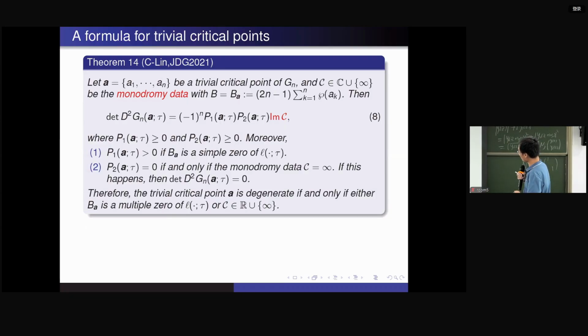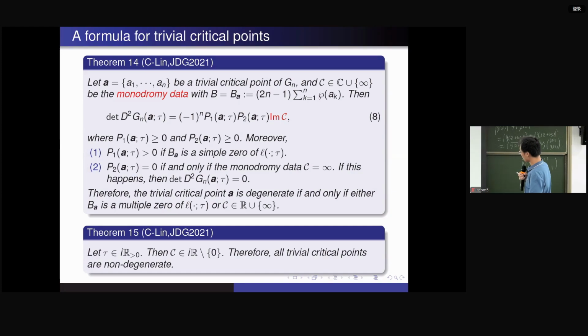And if BA is a simple zero of this polynomial, then P1 is positive. And P2 equals zero if and only if this C is infinity. If this happens, then this A is degenerate. So the trivial critical point is degenerate if and only if either BA is a multiple zero of the polynomial or the monogeomy data C, that is this one, equals zero. So C is real or infinity.